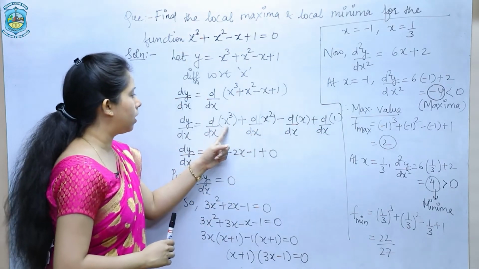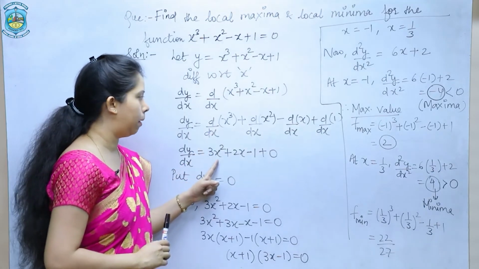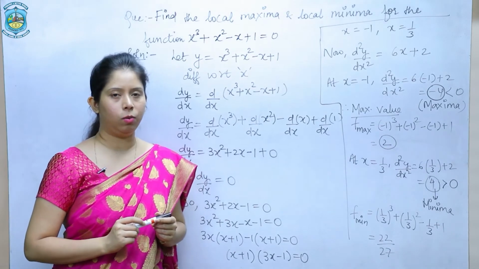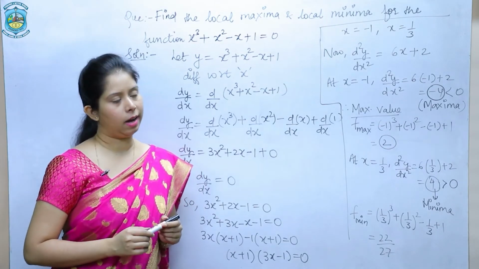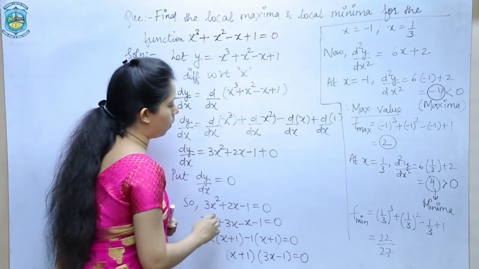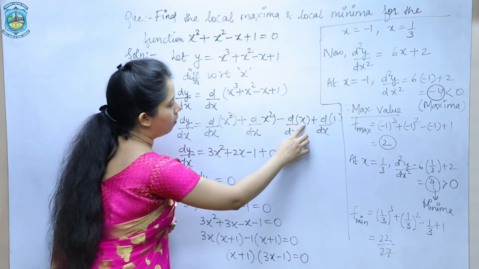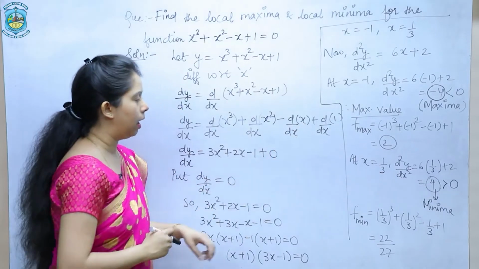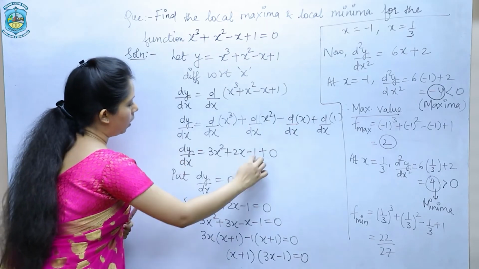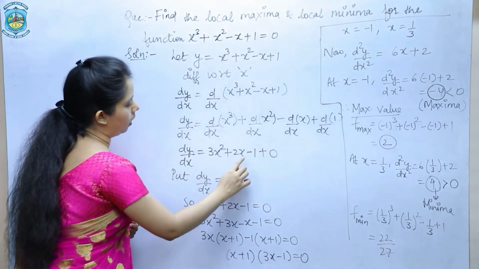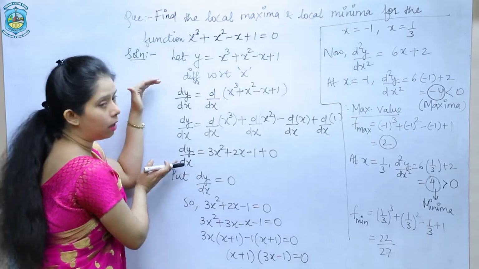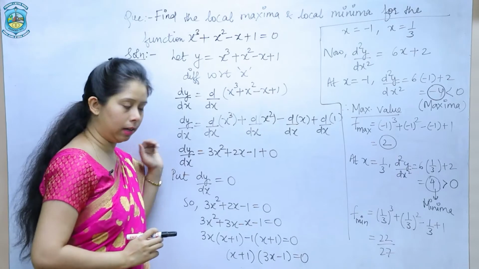So here x cube will become 3x square by the formula d by dx of x raised to the power n is equal to n times x raised to the power n minus 1. We will use that formula here. Similarly, derivative of x square will become 2x, derivative of x with respect to x is 1, and derivative of a constant is always 0. So the final value of dy by dx is 3x square plus 2x minus 1. This is the very first step of the solution to find dy by dx.